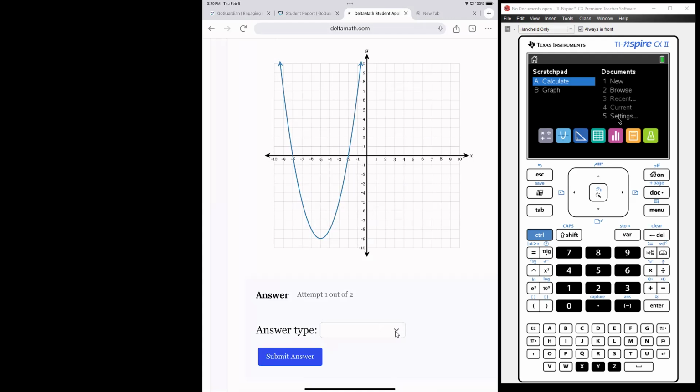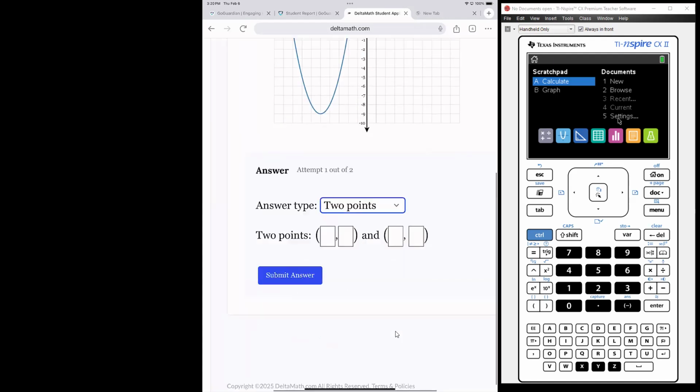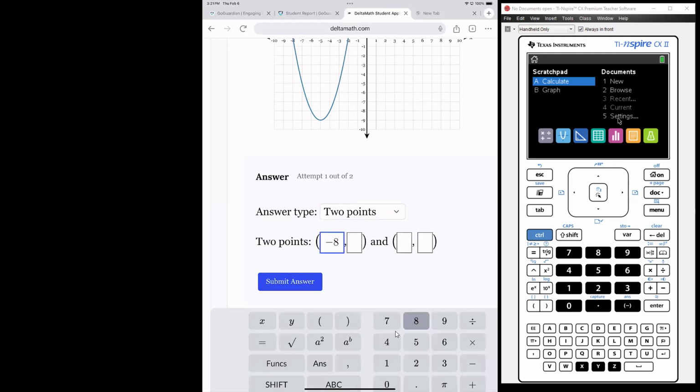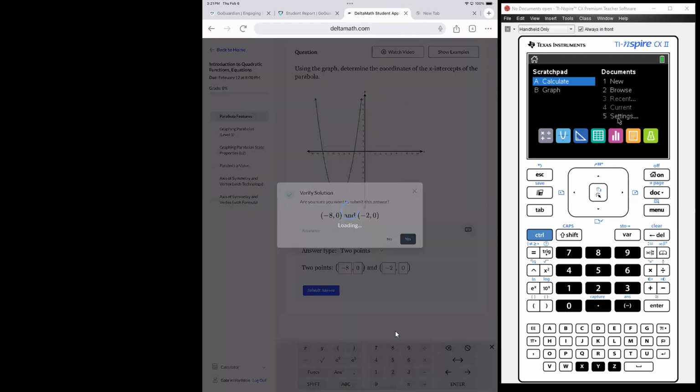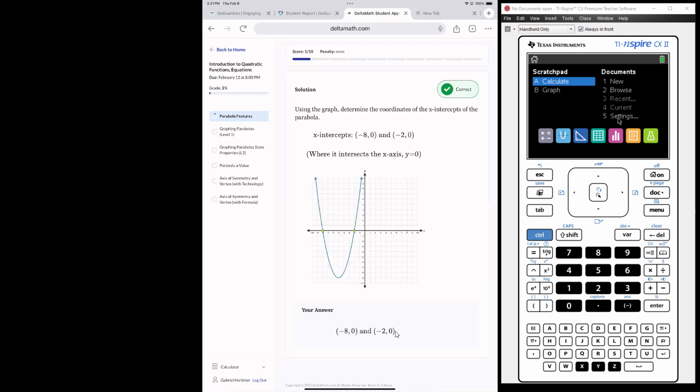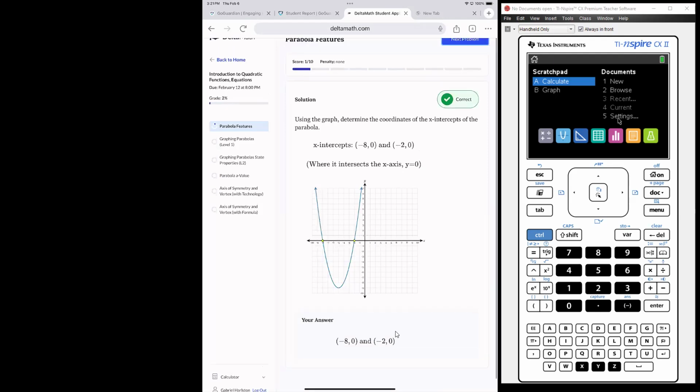So since there are two zeros, that means we're going to put in 2 points. So this is going to be (-8, 0), and then the other one is (-2, 0), and then we just submit it. And so, yep. So let's do another question. Let's see what else we got here.